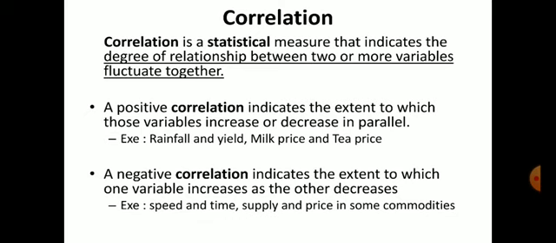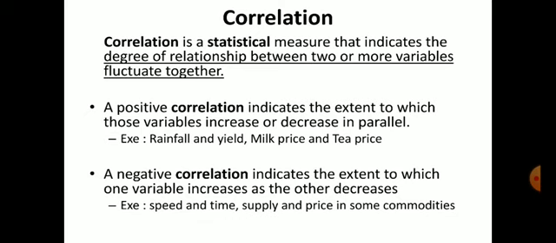If you go for negative correlation, what does it mean? If one variable increases, the other one will decrease. If you are traveling somewhere and increase the speed of your vehicle, the time taken will be drastically reduced. If you reduce the speed, the time taken to reach that destination will increase. That is why we call it a negative correlation. If one variable increases, the other one decreases.